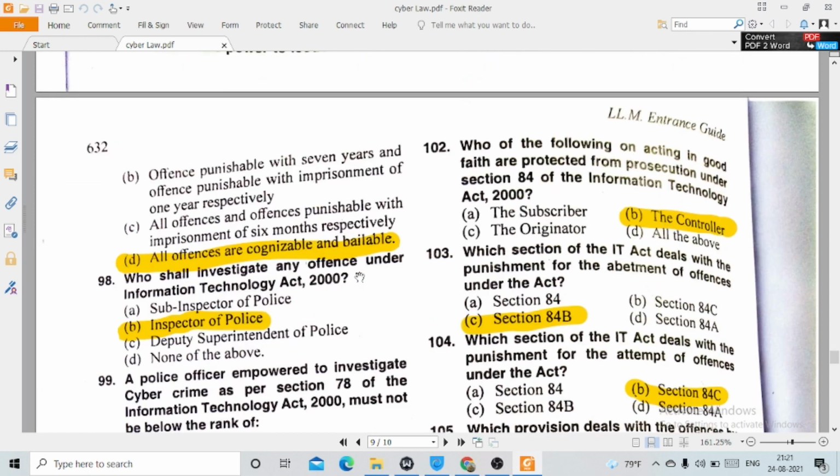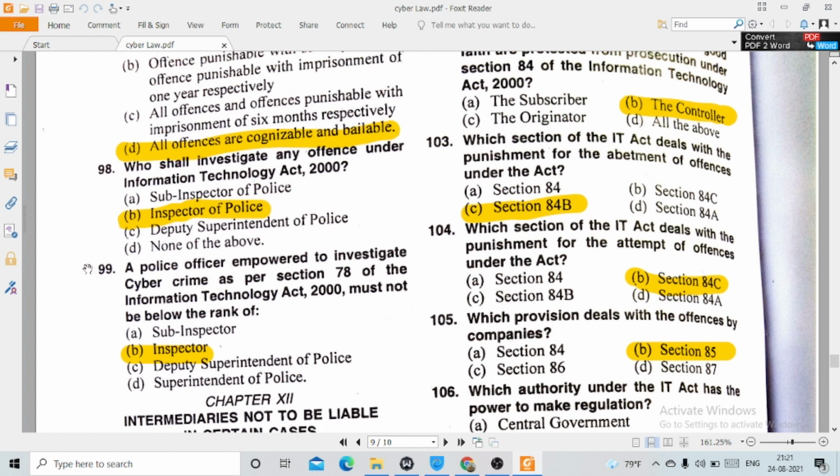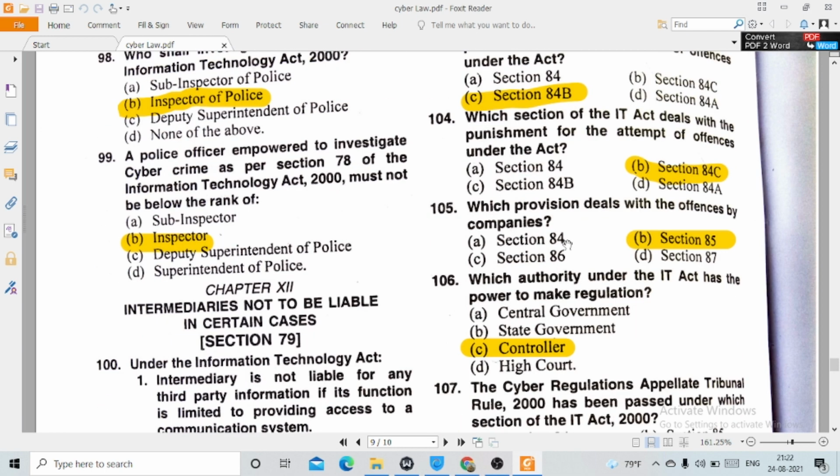98. Who shall investigate any offence under the Information Technology Act 2000? This is option B, Inspector of Police. 99. A police officer empowered to investigate cyber crime as per Section 78 of the Information Technology Act 2000 must not be below the rank of option B. He must not be below the rank of option B, Inspector.